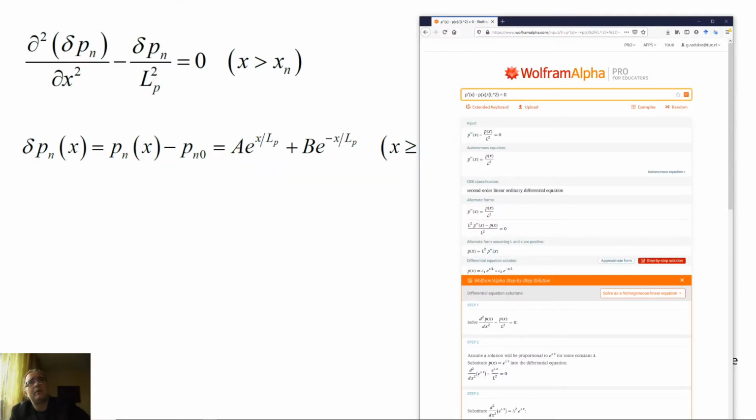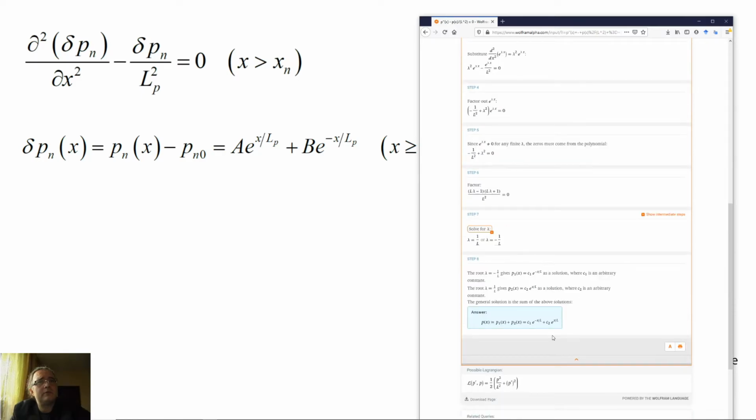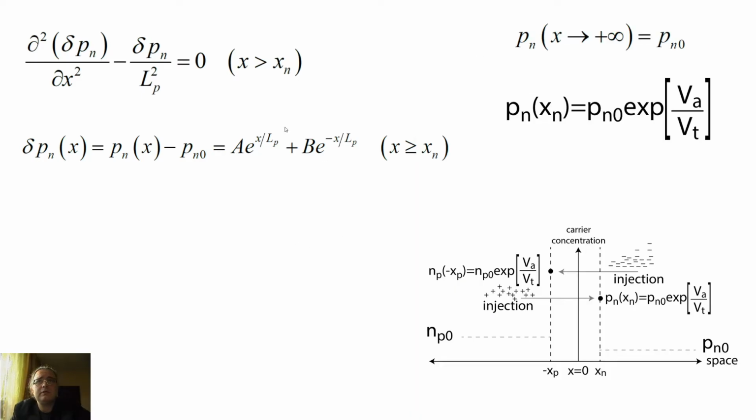Now this is a simple linear second order differential equation, and you can just type it in Wolfram Alpha, of this type, and this is the solution. So the solution is basically given for the excess carriers, given with two constants, the constant A and the constant B. Now the challenge is to determine these constants A and B. We have two constants and we have two initial conditions, or boundary conditions.